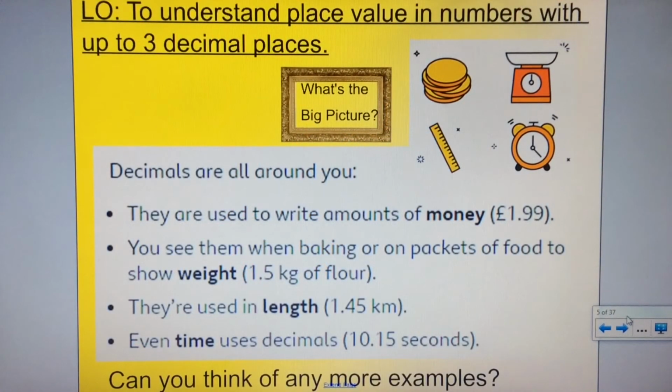Okay, so we are moving on from fractions to decimals this week, which is a really important part of Year 6 maths. Today's learning objective is to understand place value in numbers with up to 3 decimal places.